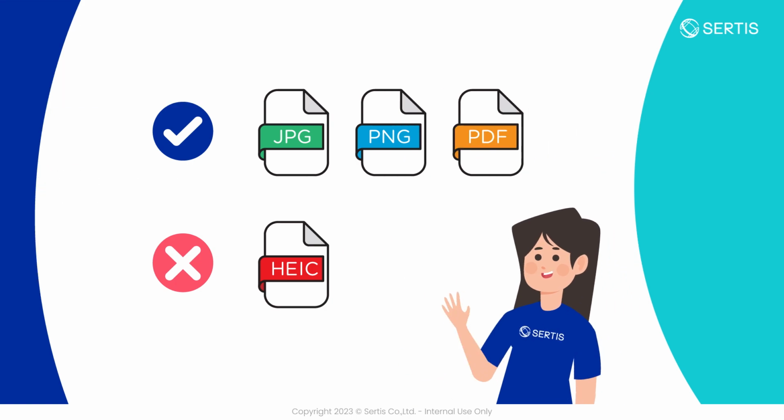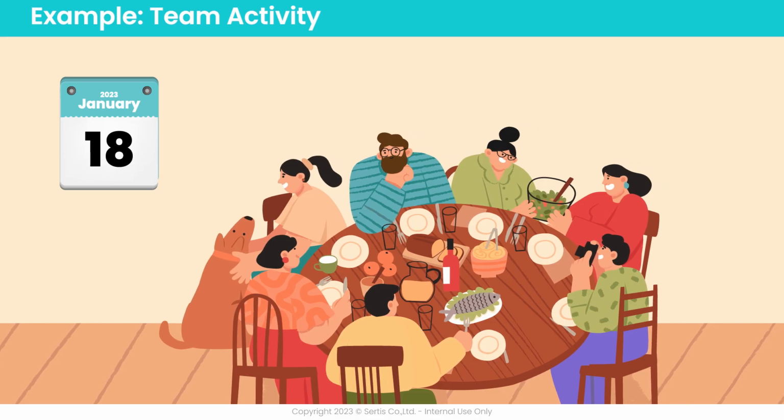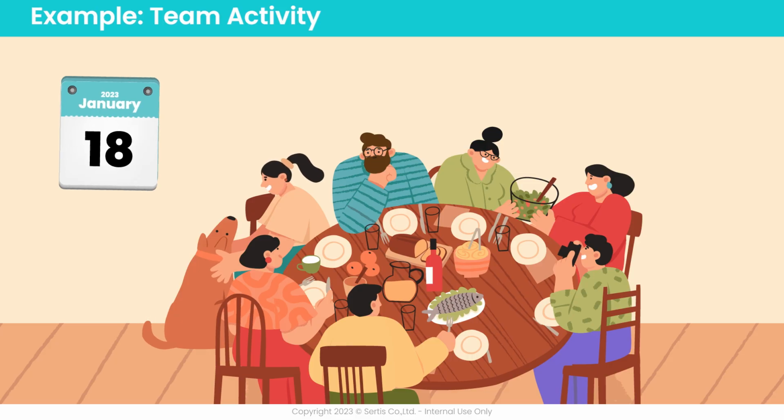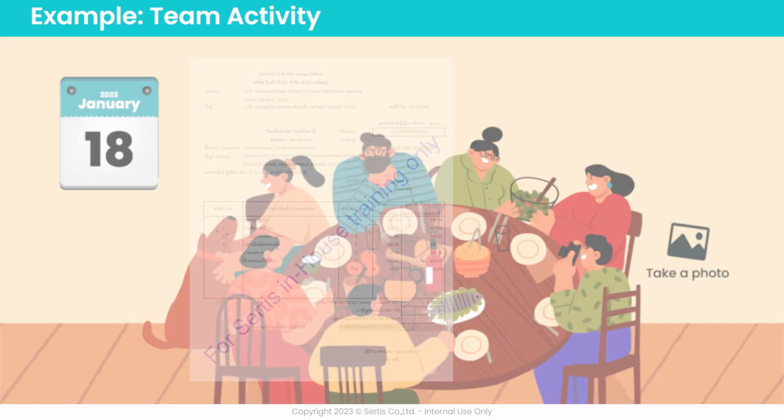Your uploaded files can be in forms of JPEG, PNG, PDF, but cannot be in HEIC because it is not supported by the system. Here is how to make a team activity reimbursement in the system. Team activity was organized on January 18, 2023 with participating members of 7 persons. After you get the tax invoice, please check the tax invoice details.